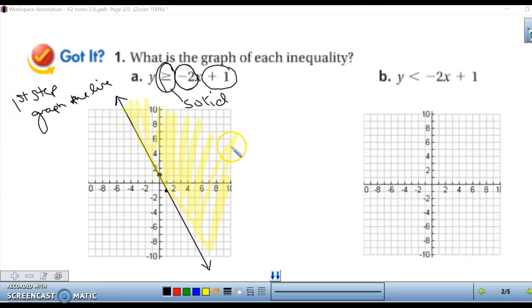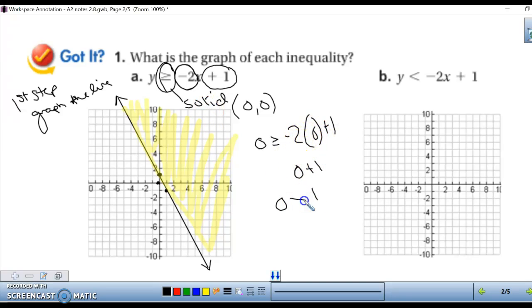I'm going to show you how to guess and check, just in case you are doing your homework and you don't really know exactly what it should be. You can solidify your answer by plugging in 0, 0. Notice how 0, 0 isn't on the line, it's on this side. So we plug in 0 for y, and we plug in 0 for x, and we solve. Negative 2 times 0 is 0. 0 plus 1 is 1. Is this statement true? 0 is greater than or equal to 1. No, it's not true. So 0, 0 should not be shaded. So you're going to shade the other side of the line.